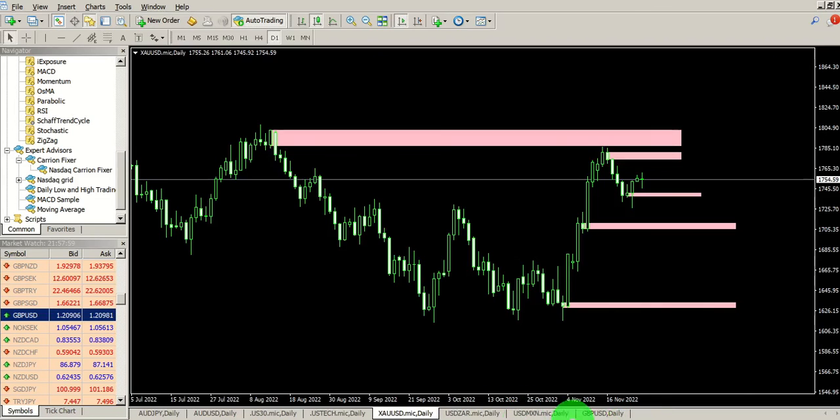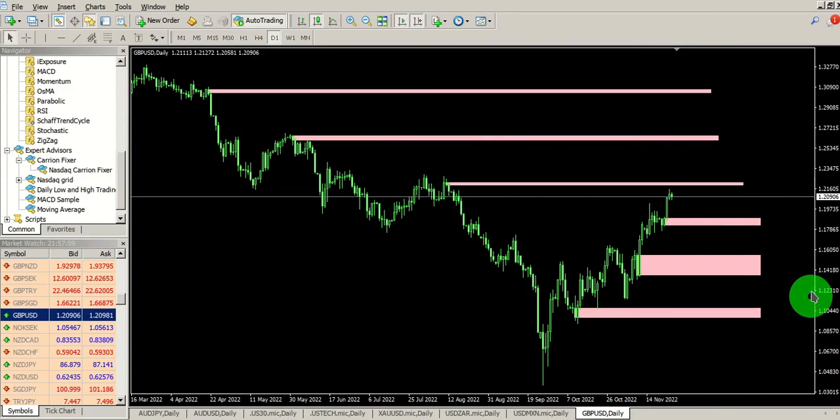Okay, this one I just skipped. And GBPUSD, yeah, we are pretty much closer to this block, so we'll be monitoring how the market reacts to this order block.